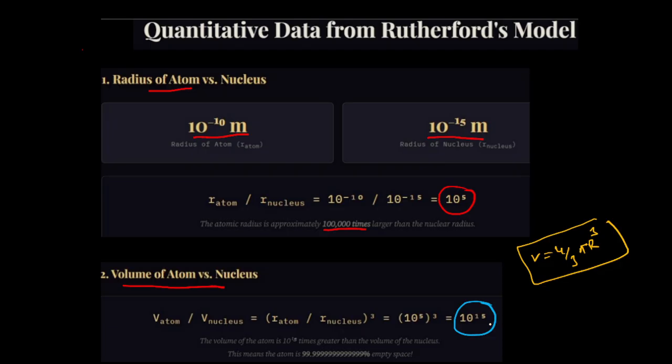What does that mean? That means the atomic volume is 10 to the power 15 times that of the volume of the nucleus. It is like if you go to a desert and you are trying to find a pin, it will feel like that. I hope it is clear. Yes, sir.